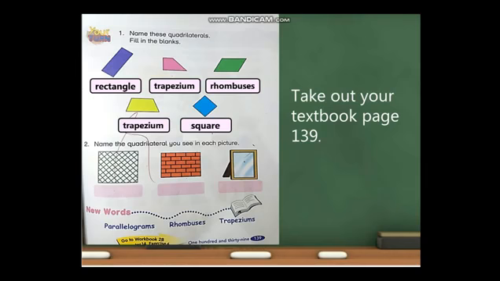Number 2. Name the quadrilaterals you see in each picture. The first picture is square. Second, rectangle. And then the last one, yes, it's rectangle also.